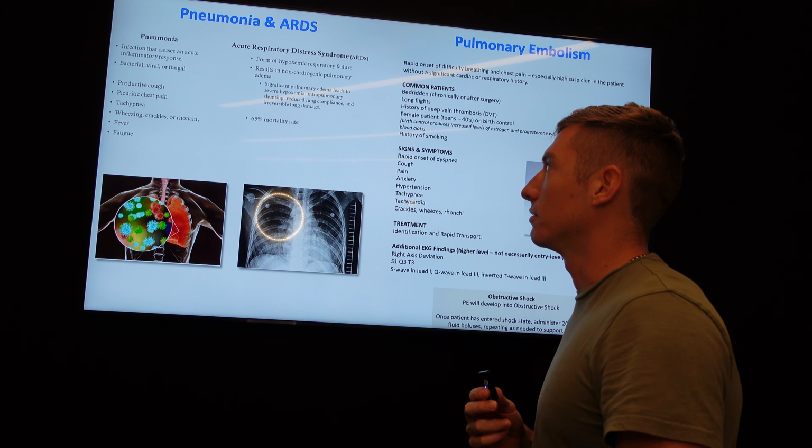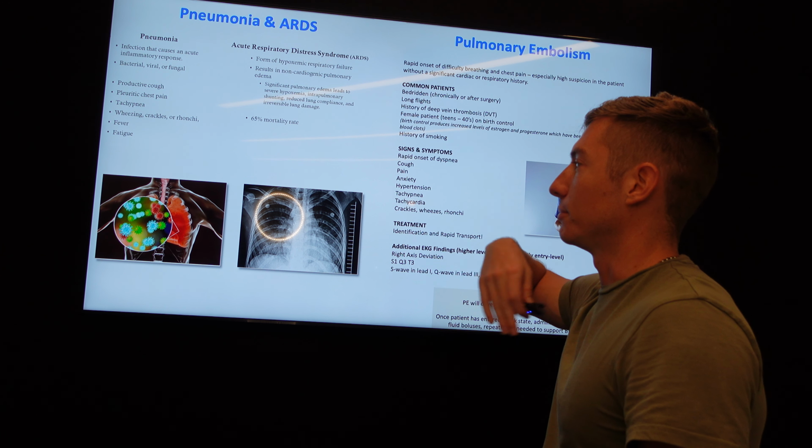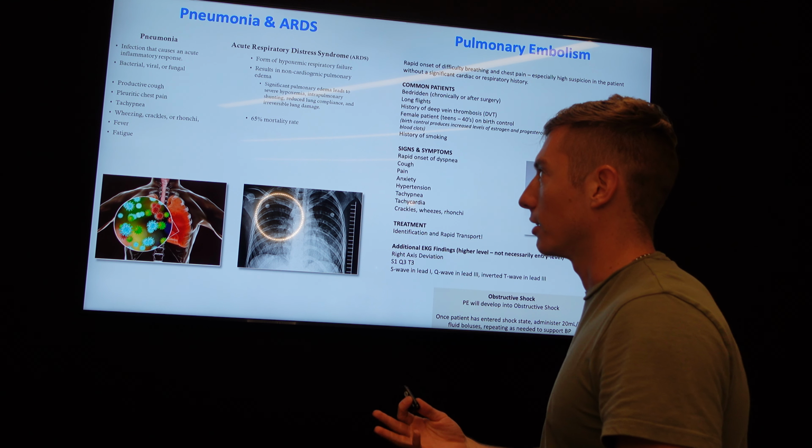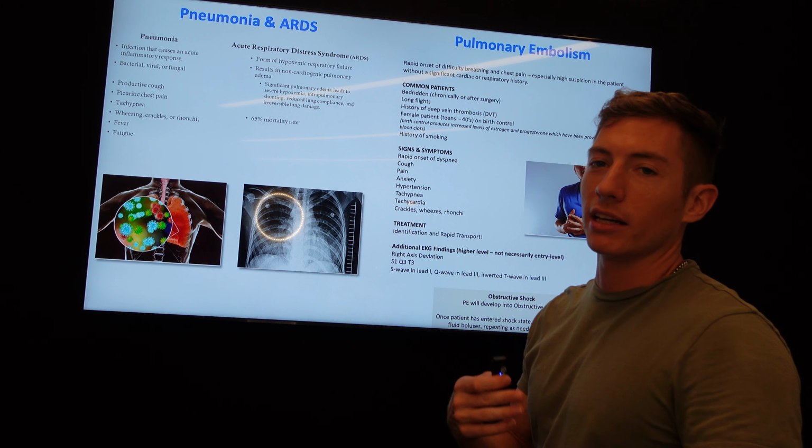Productive cough. You're going to have pleuritic chest pain. So yeah, there's going to be sputum, nasty crap in the cough. You're going to have a fever. You're going to have fatigue, wheezing, crackles, or bronchi. You could have any of those.